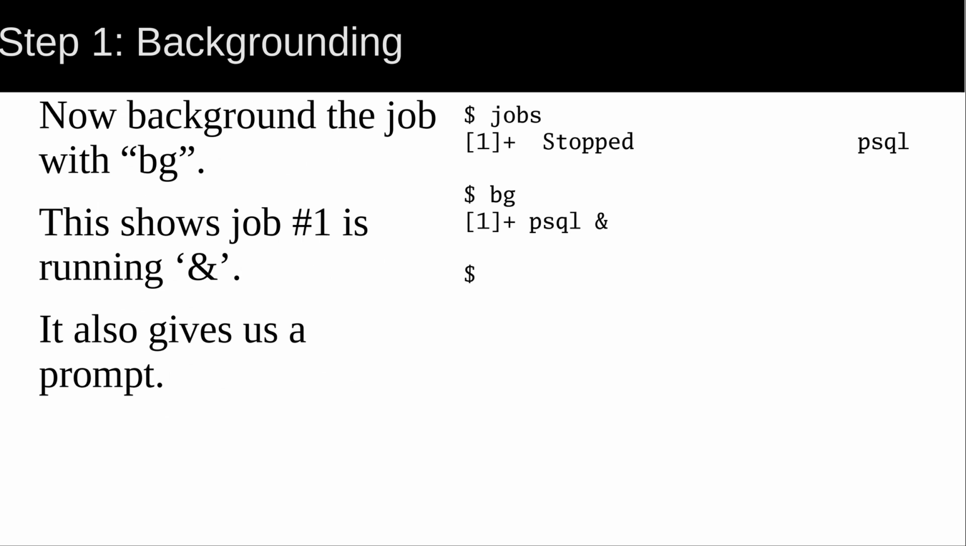Now I can type BG. BG, without any other arguments, backgrounded the last thing that was put into the background, which was the thing that had the plus sign on it when I listed the jobs. So now Bash shows me that little ampersand after it. That ampersand, which looks like what happens when you background something in the shell, says, okay, this is now running in the background. And now notice I've also got a shell prompt.